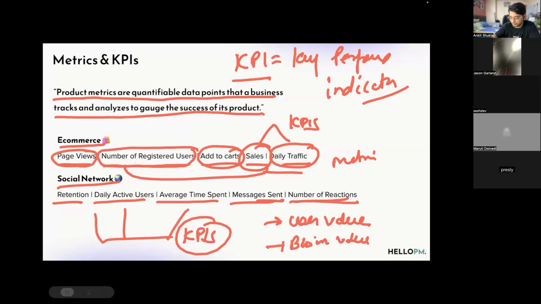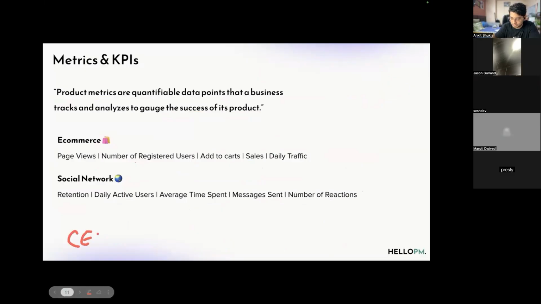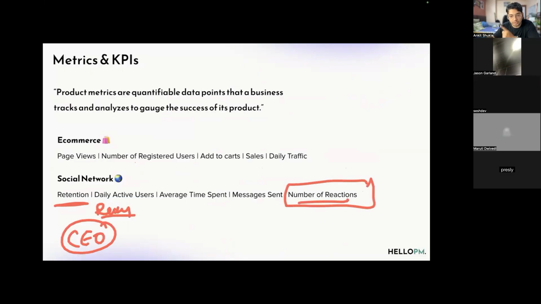Let's say if you are working for Facebook, if you are the CEO of Facebook, which is Mark Zuckerberg, then for you, retention is a very important metric and revenue is a very important metric. But let's say if you are working in a team which is actually working only on reactions, then this is also an important metric for you. So it changes with context. Depending upon the person that you are, depending upon what is your responsibility, depending upon the context that you are coming from, some metrics could also be KPIs.